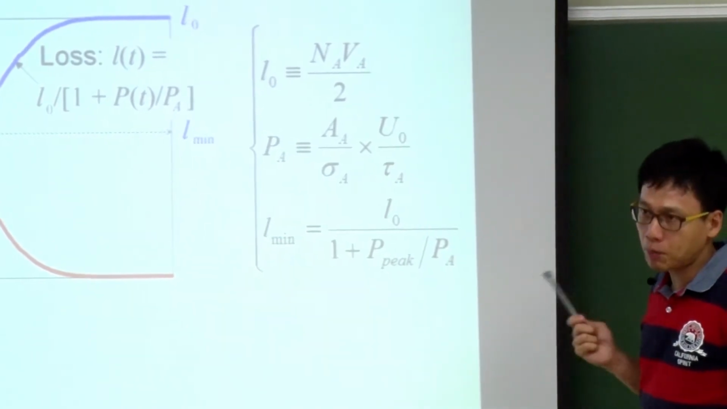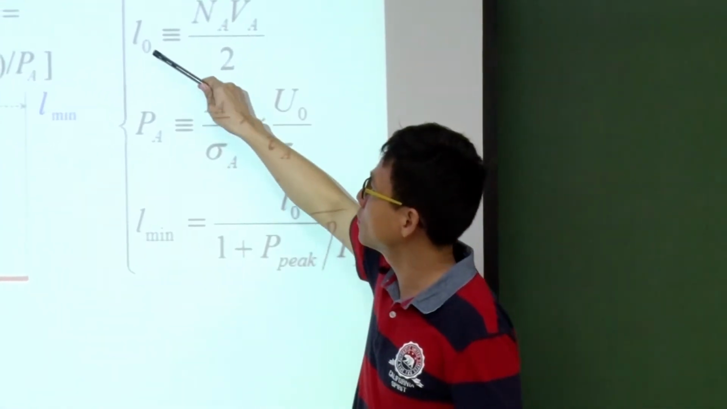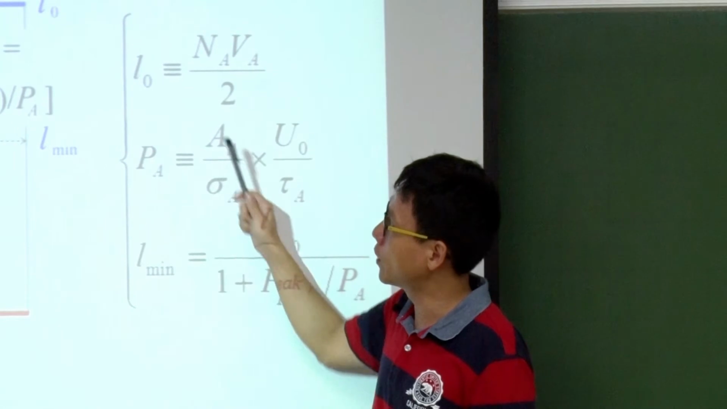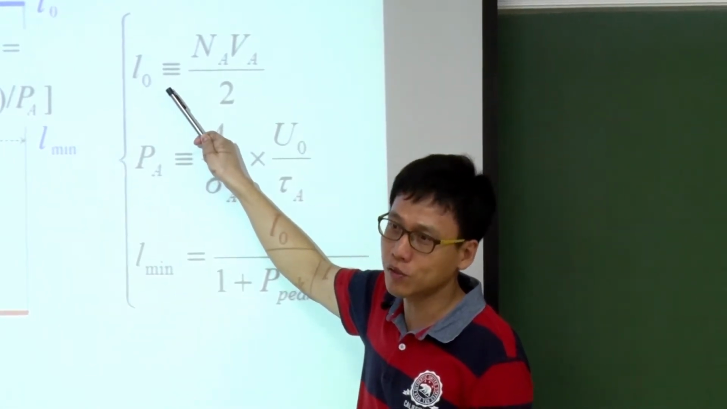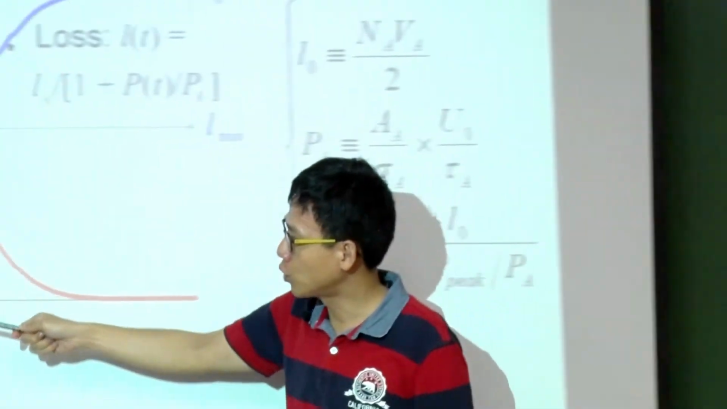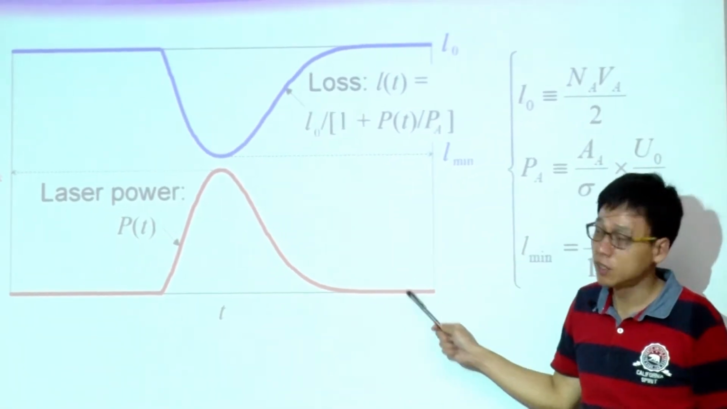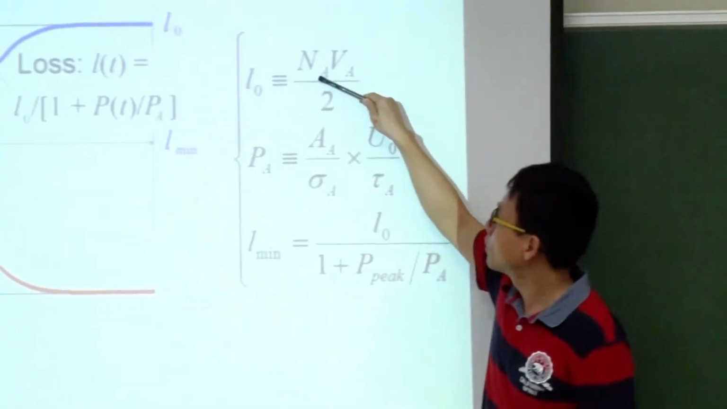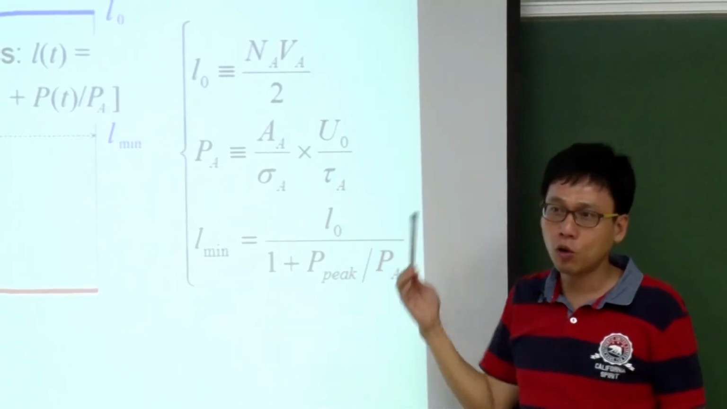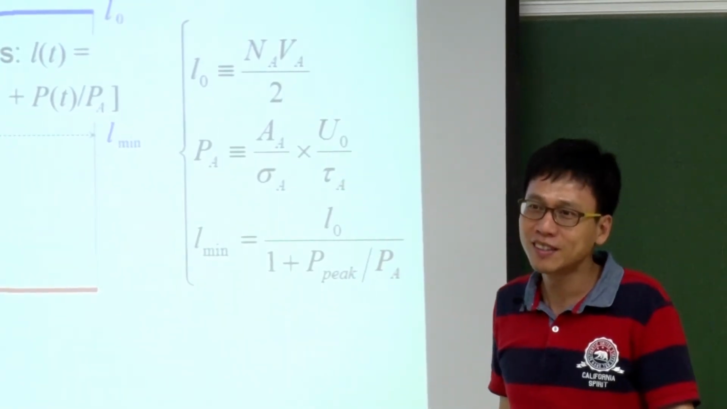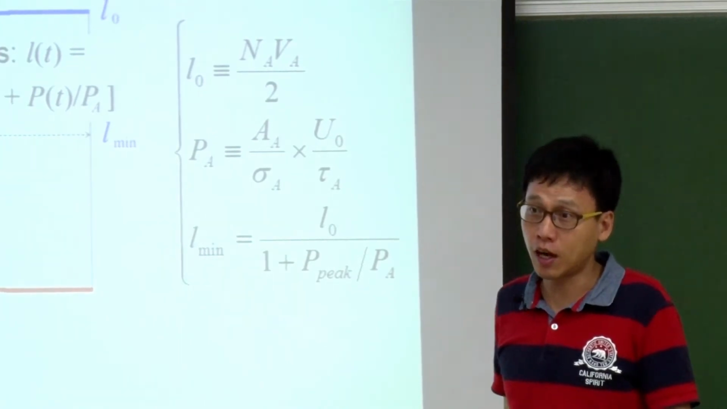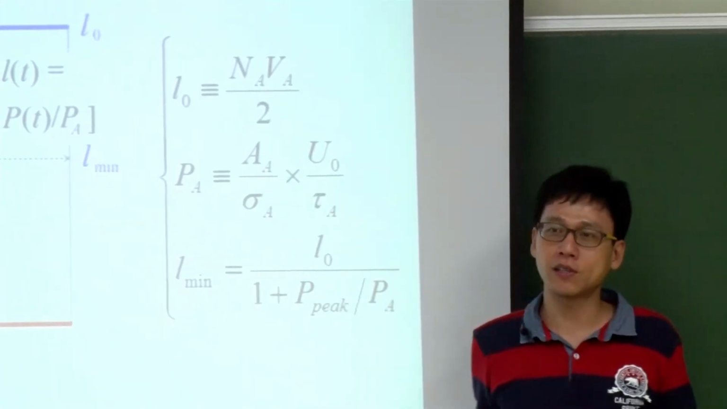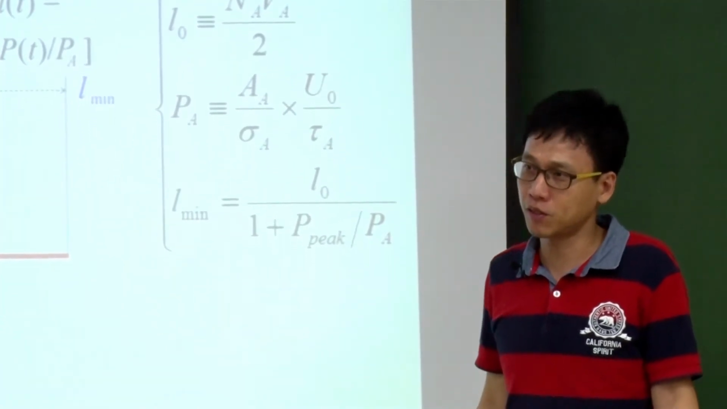There are a couple of parameters like L0, the small signal loss. You can easily identify the meaning of L0, right? When your power is 0, here and here, your loss is maximized, your small signal loss. From here, you can identify when you have the biggest loss: when all the electrons stay on level 1, so N1 is equal to the total number density Na. At that moment, you have the biggest loss.